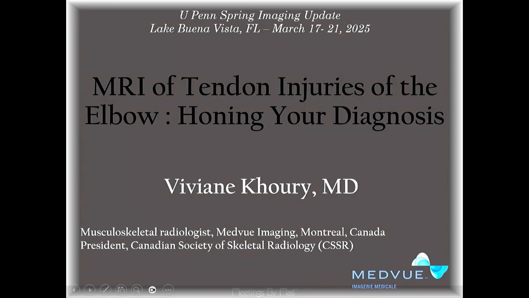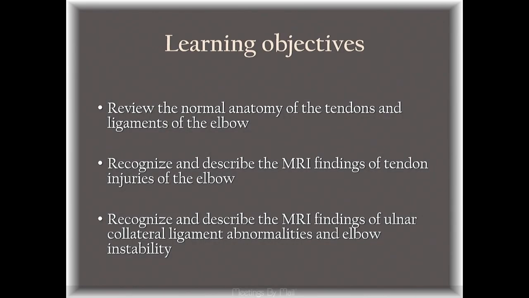So we're back to MSK, and we're going to talk about the elbow, and specifically MRI of tendon injuries. The objectives of this talk are to review the normal anatomy of the tendons and ligaments. We will only be talking about tendon abnormalities of the elbow. Here we go.